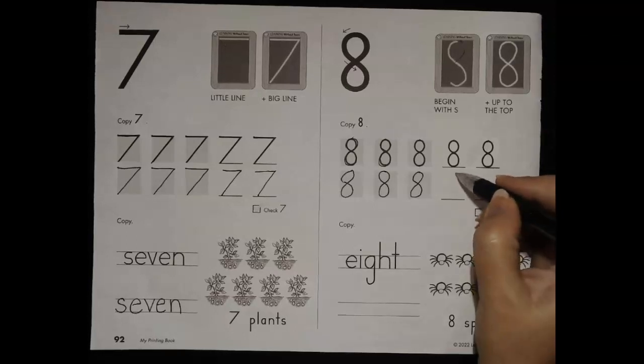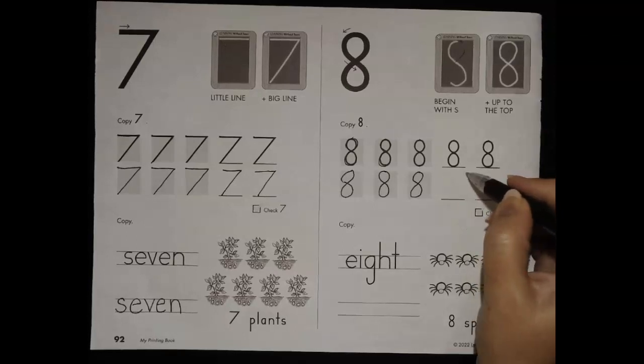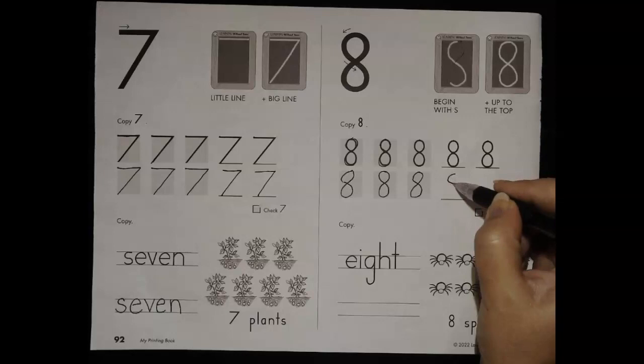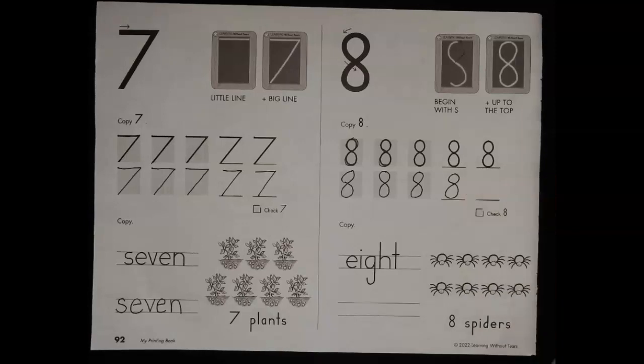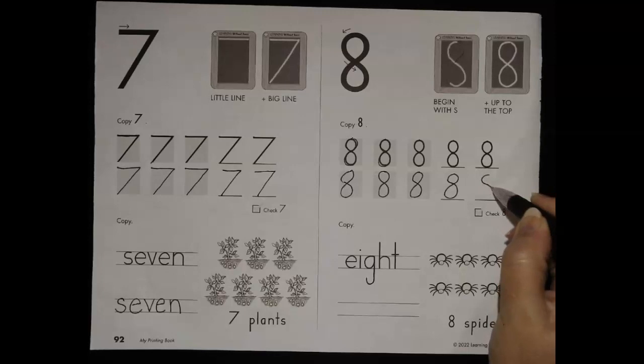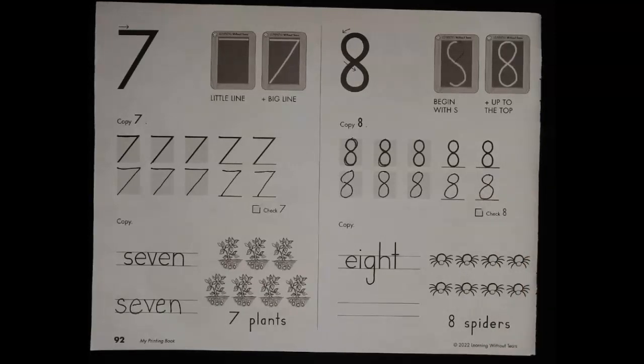Let's do 2 more. Start, let's say, on the side or in the middle. Where do we start? In the middle. That's right. Start with an S, and then curve around back to the top. Good. 1 more. Start with an S, curve around back to the top. Good. All right, last thing. Let's write the word 8.